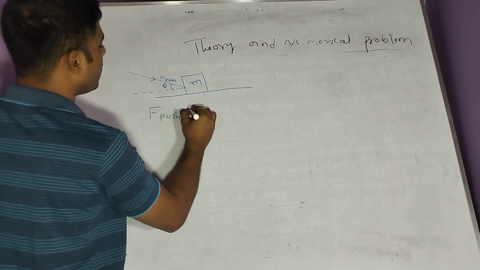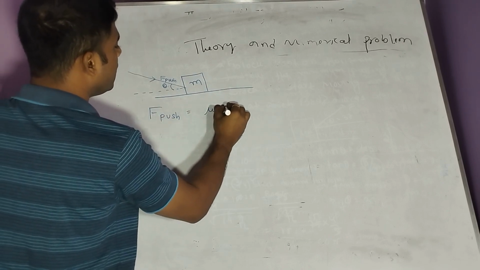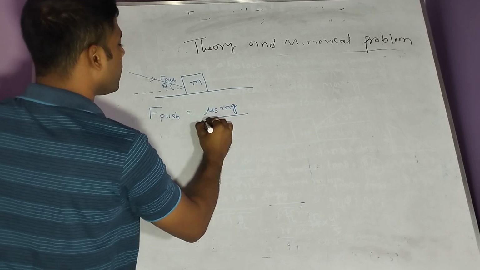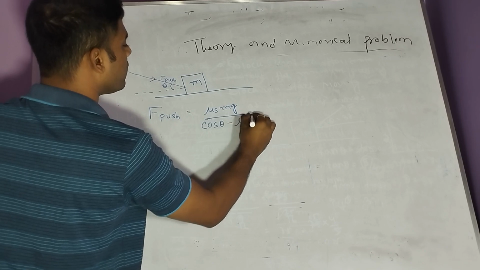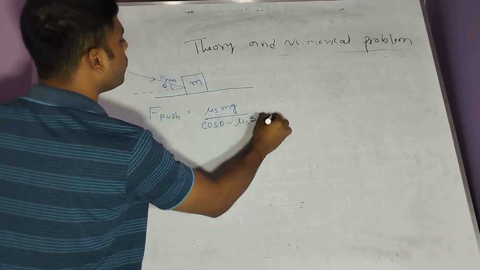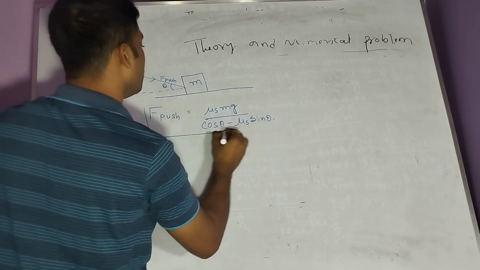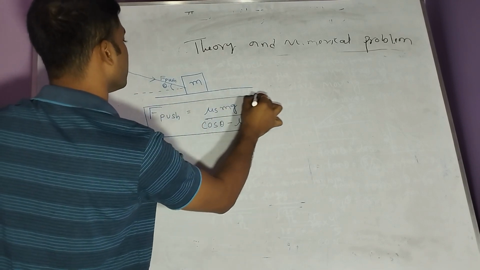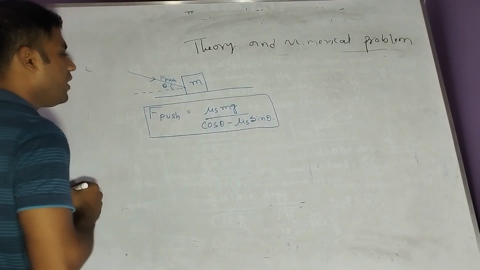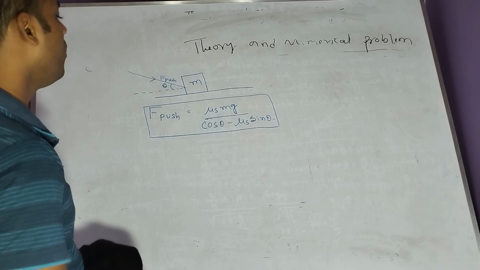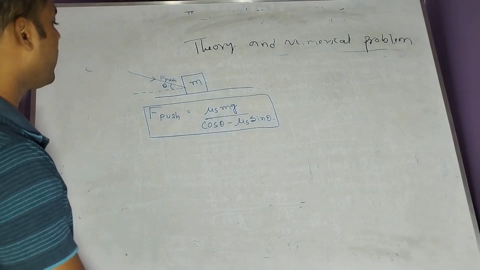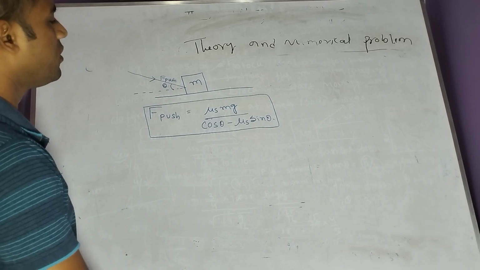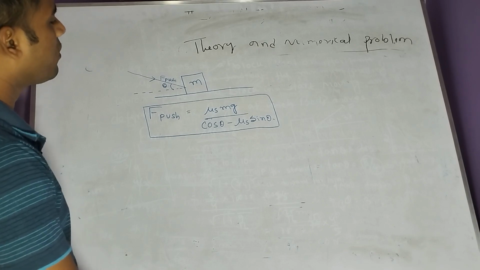The pushing force equation is F equal to mu s mg divided by cos theta minus mu s sin theta. This is the only one equation, the pushing force equation. Mu s mg divided by cos theta minus mu s sin theta. There is no minimum pushing force and no problem of finding the angle. Only one equation: F pushing force is equal to mu s mg divided by cos theta minus mu s sin theta.